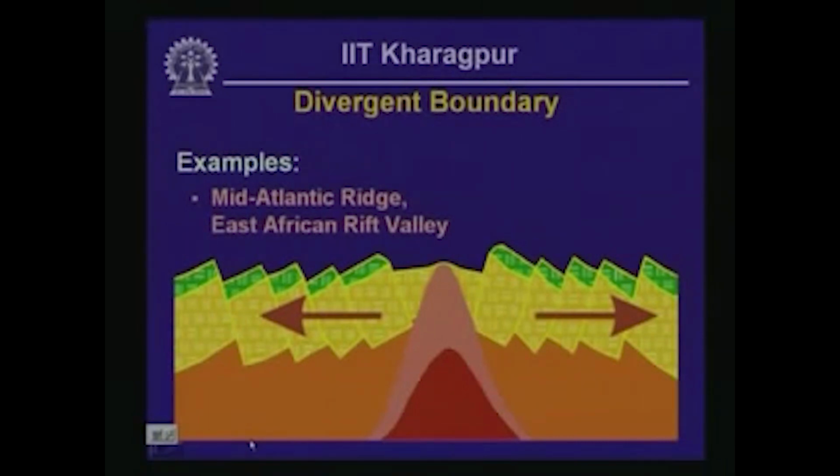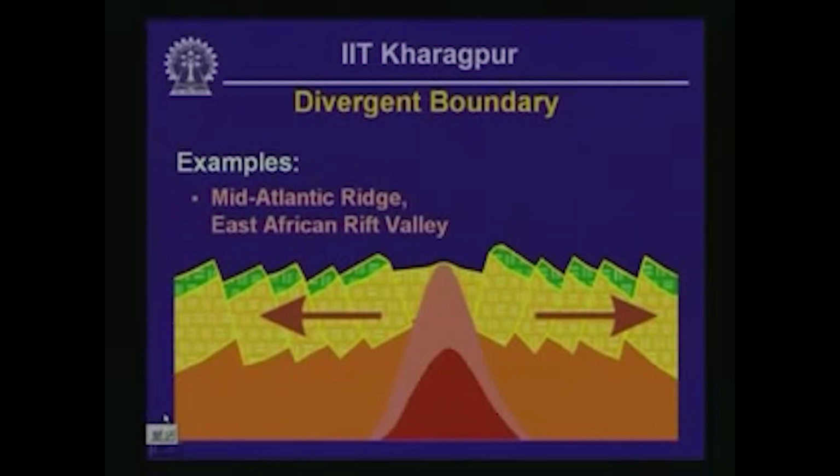Now, before I quit this particular slide, I want to emphasize this point: at the spreading boundary, typically the earthquakes are much less severe than the earthquakes that are observed at the convergent boundaries. In fact, the largest earthquakes that have been recorded do take place near the area where an oceanic plate is subducting underneath a continental plate. All right.